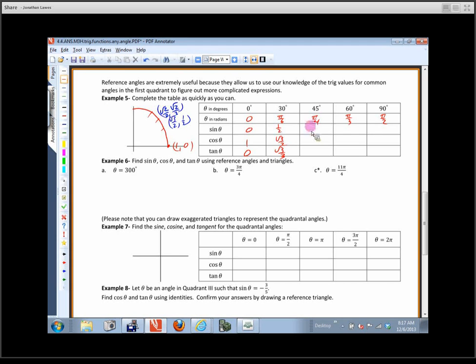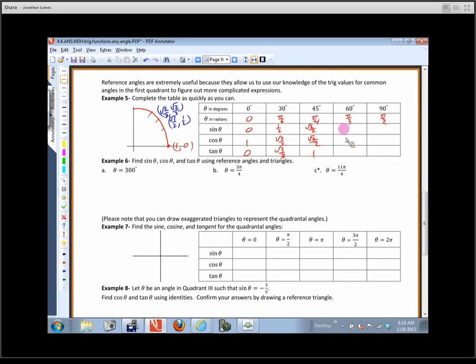Got to be pretty darn quick here. Whoops, let me change back. Radical 2 over 2, radical 2 over 2. Tangent was just a 1. Okay, and if you know this one right here, what happens when we go to 60 degrees? What happens to these two coordinates?